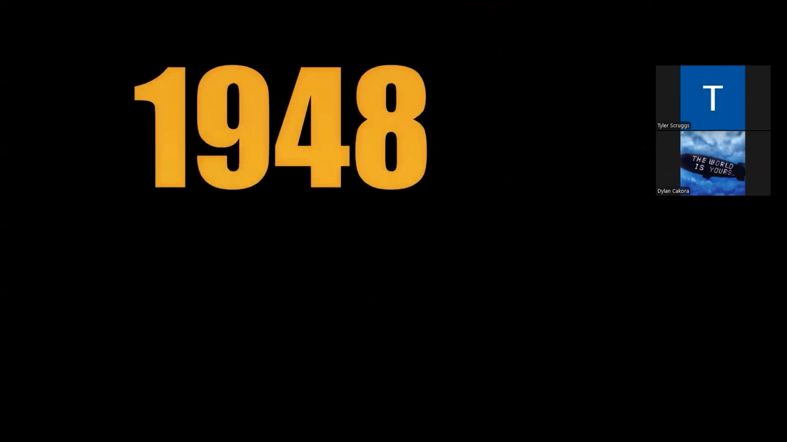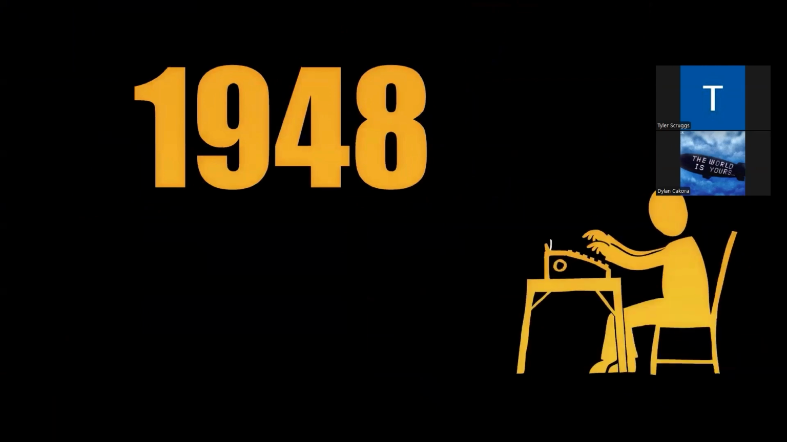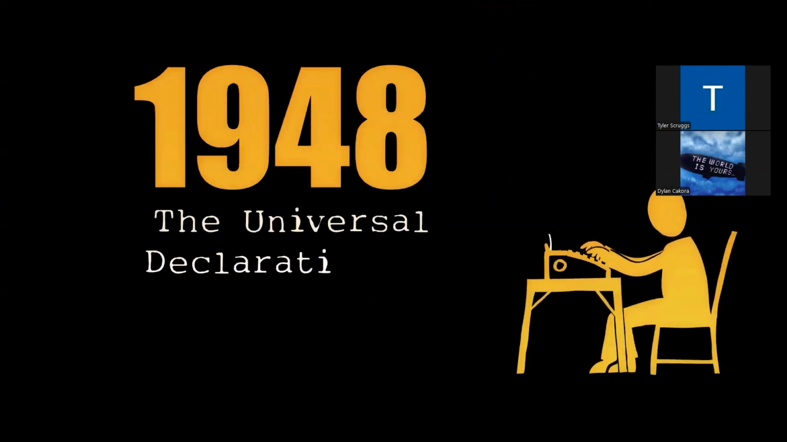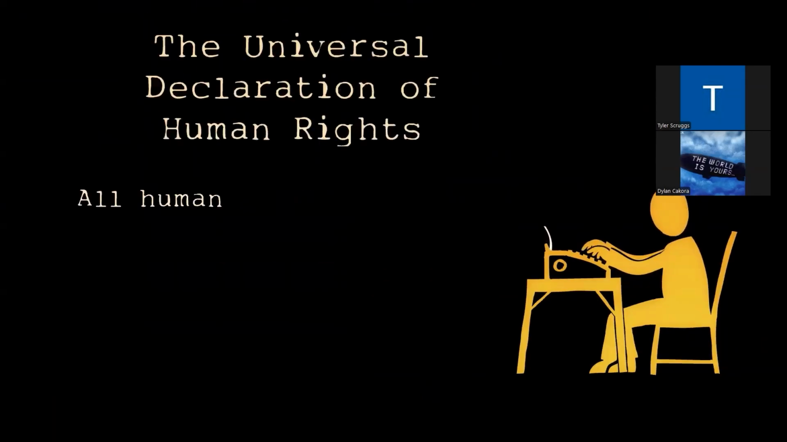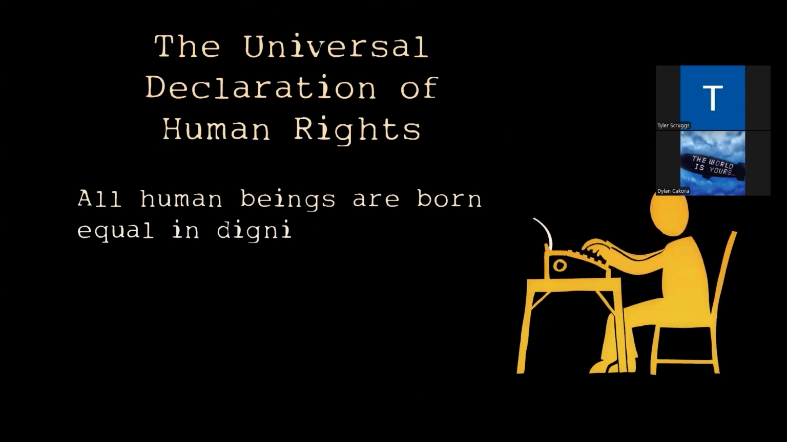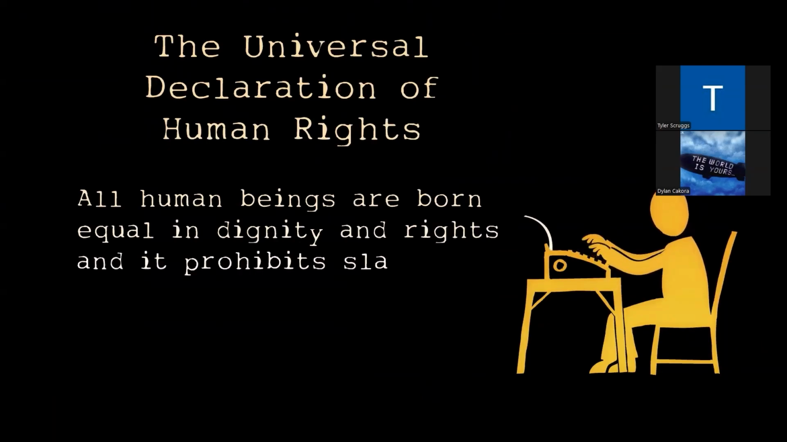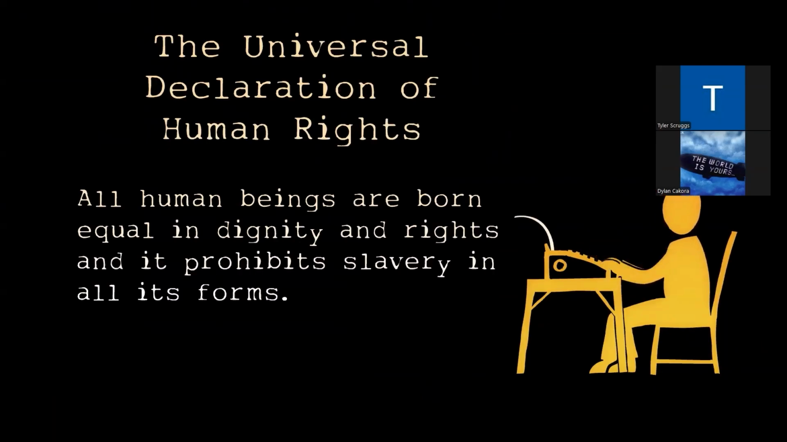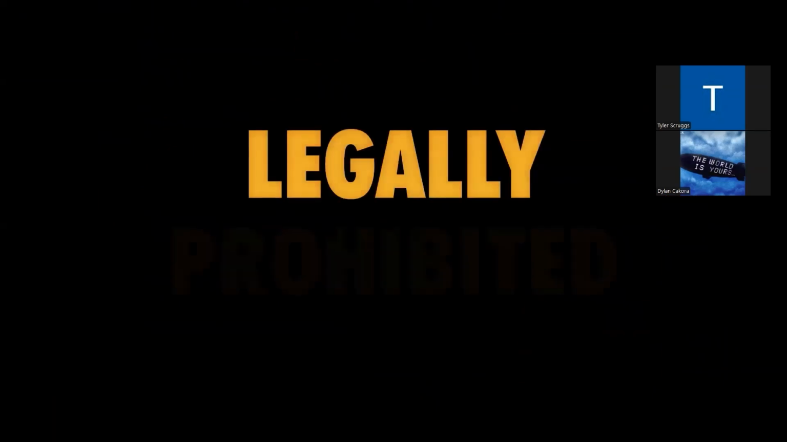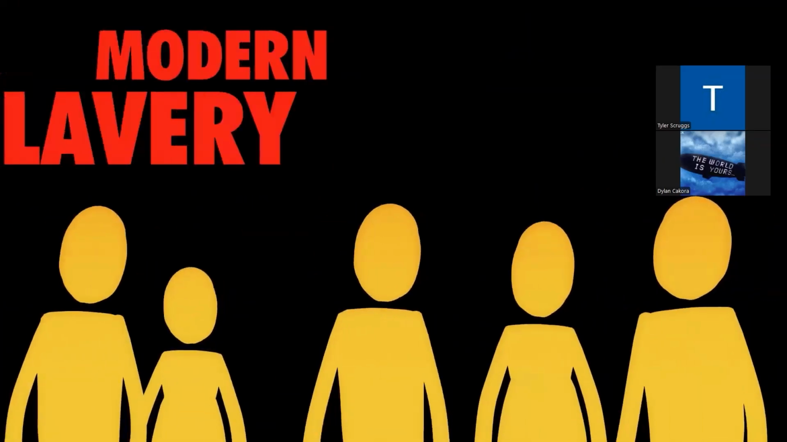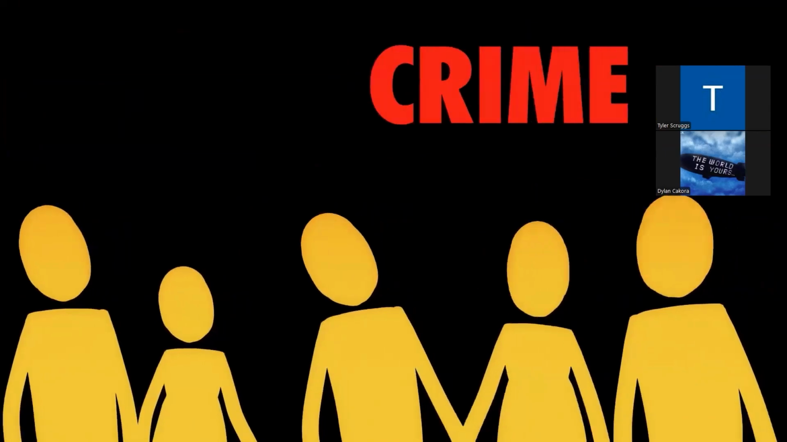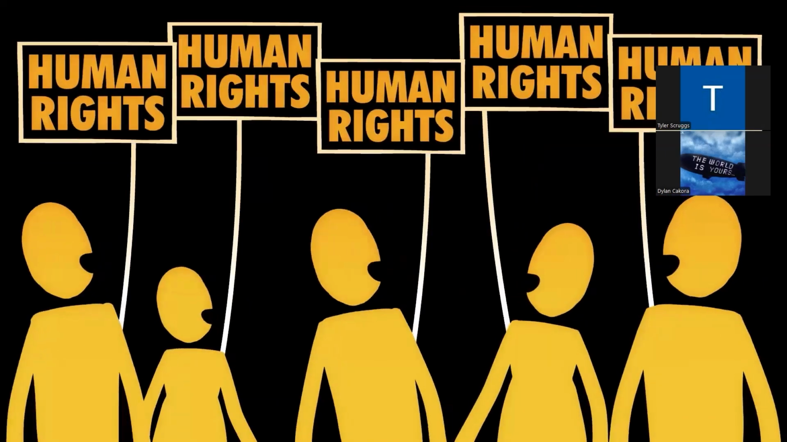In 1948, the first international human rights instrument, the Universal Declaration of Human Rights, was adopted. It states that all human beings are born equal in dignity and rights, and it prohibits slavery in all its forms. Although slavery is legally prohibited, it continues in the 21st century. Trafficking in human beings, or THB, is a form of modern slavery. It is a crime which also has a strong human rights dimension.